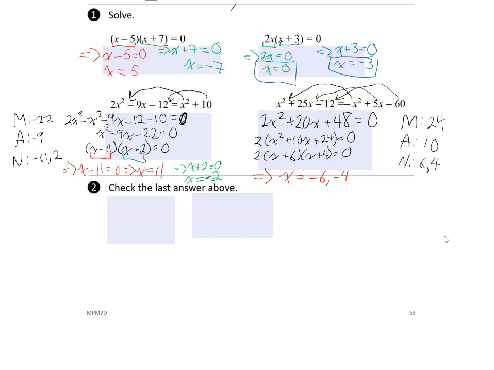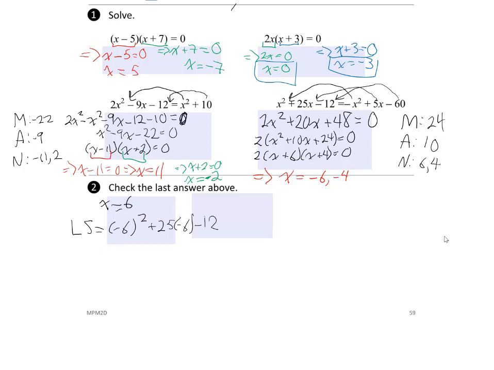Now, we're going to check the answers from the last question that we did. So what we do for this is we're going to check for x equals 6 to start, and our left side is going to be different from our right side, right? So we start with our left side first. Start with our left side, which is just negative 6 squared plus 25 times negative 6 minus 12.